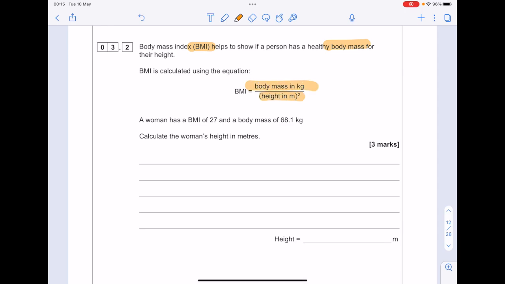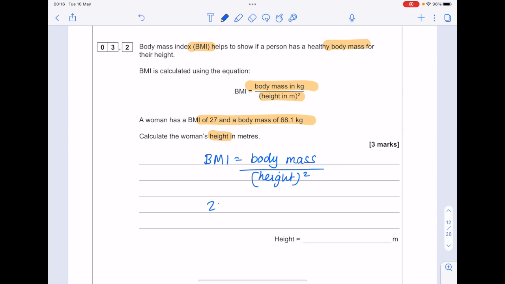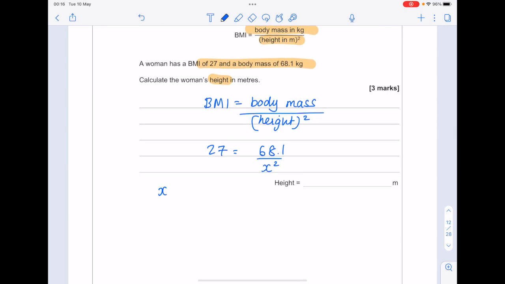A woman has a BMI of 27 and a body mass of 68.1 kilograms. Calculate the woman's height. So, in order to get this right, we're going to accurately write out that equation, remembering that we need to square the height. So the BMI we've been told is 27. The body mass is 68.1. And we're after x squared. Remember, in order to solve for x squared, you have to multiply both sides by x squared. So it becomes 68.1 divided by 27 equals x squared.